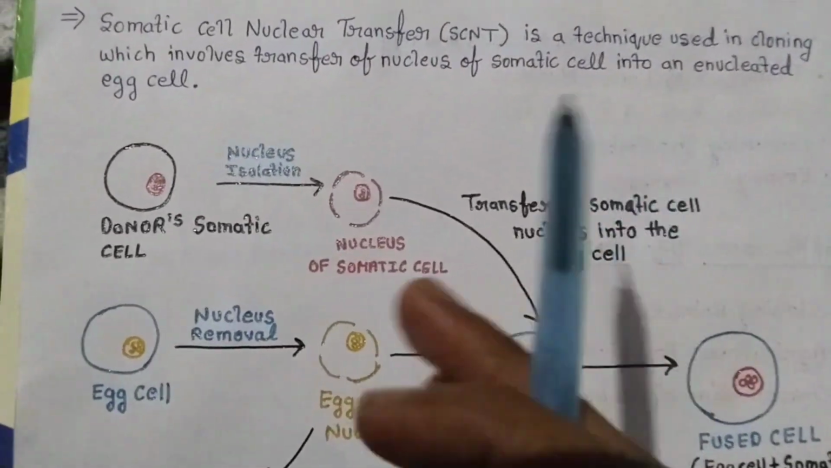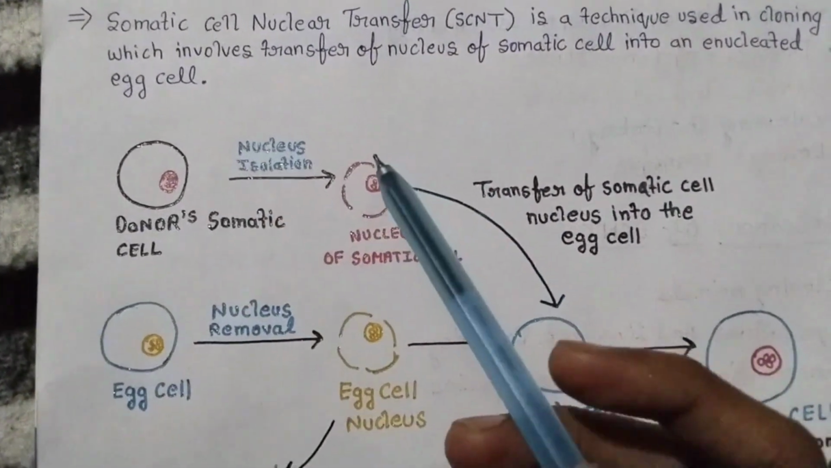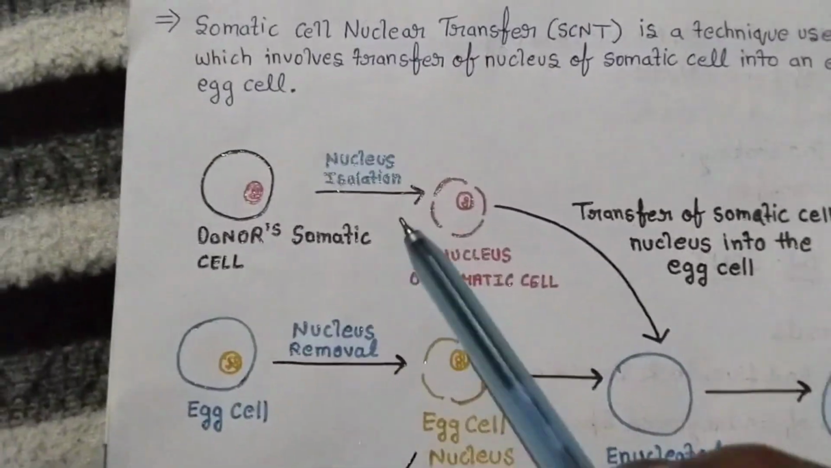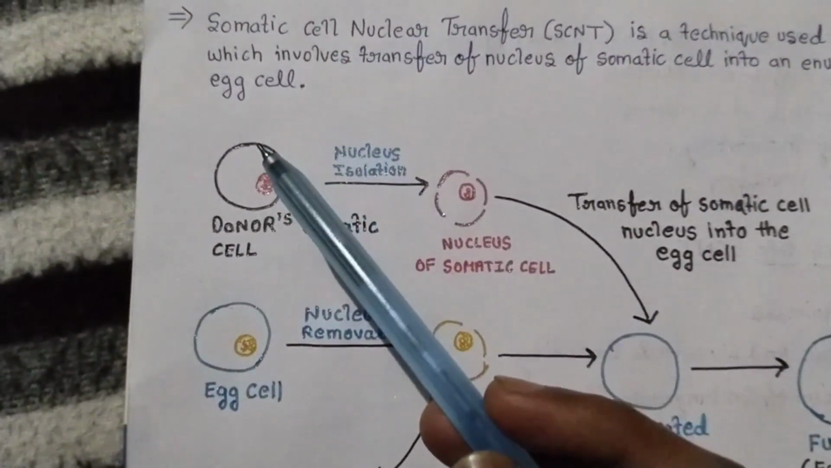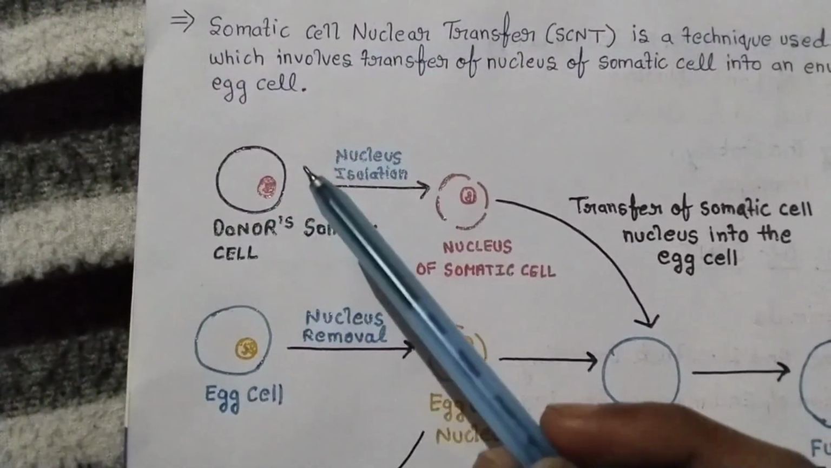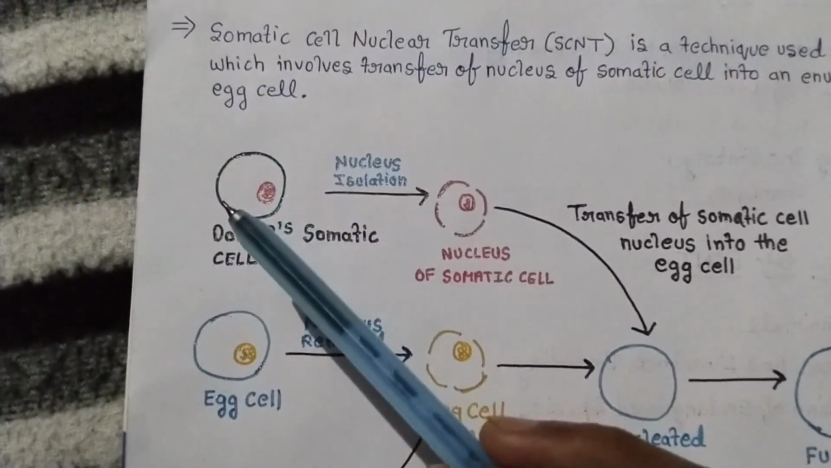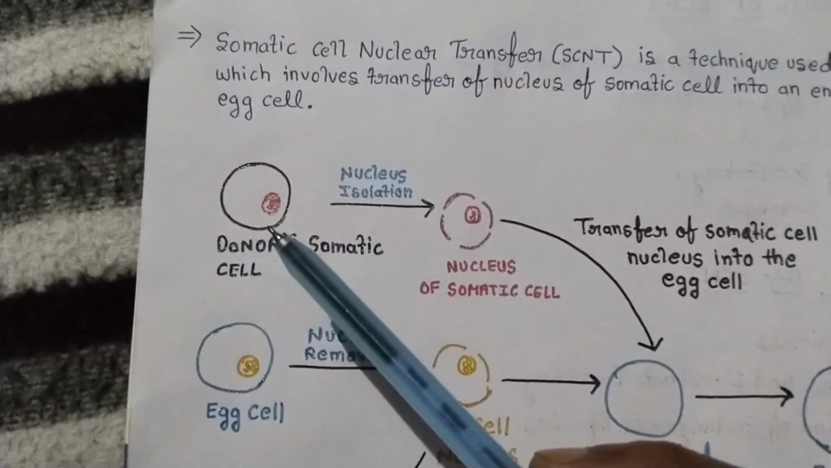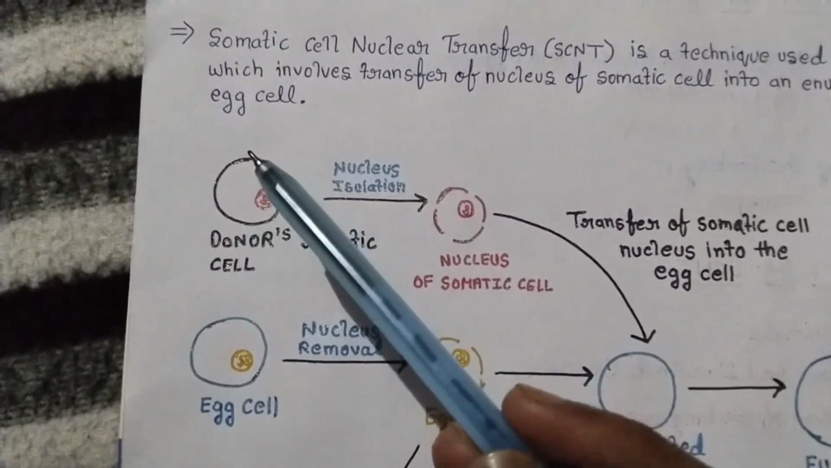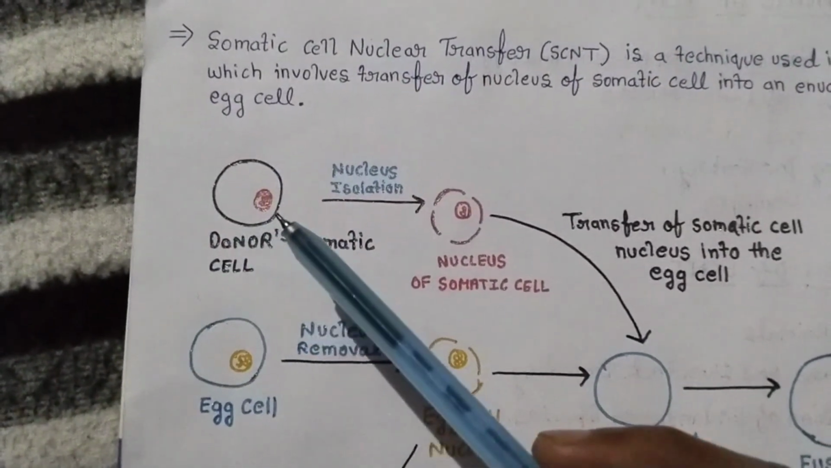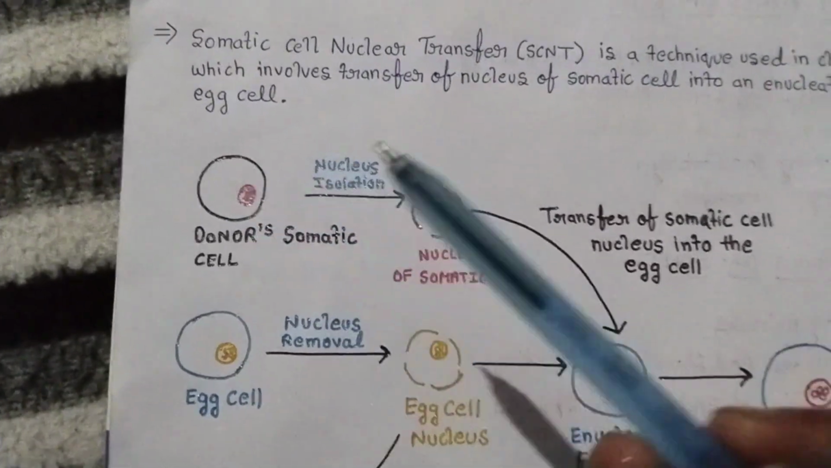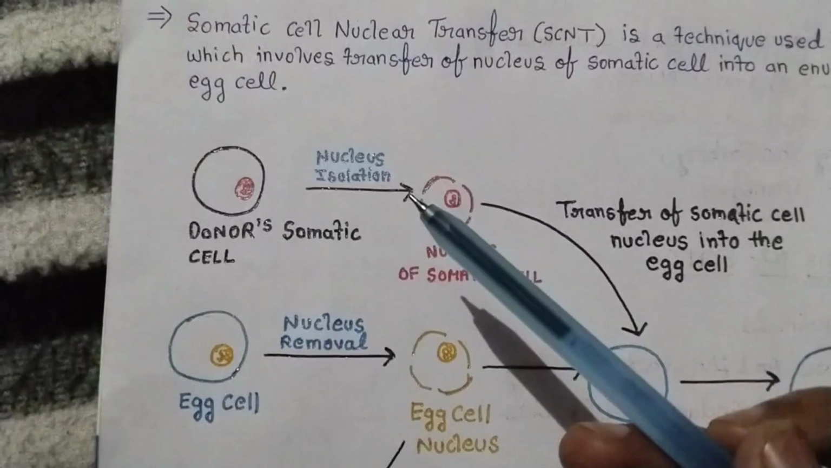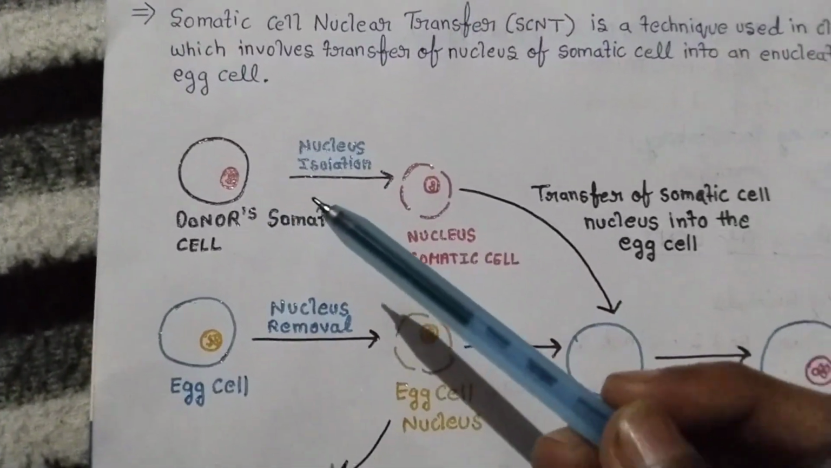So let us look at how somatic cell nuclear transfer works. In the first step, we take the somatic cell of the donor, the desired animal that we want to clone. Then we isolate the nucleus from that somatic cell.